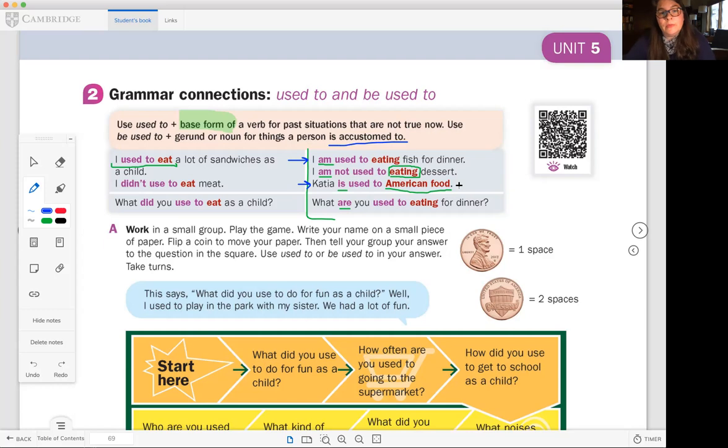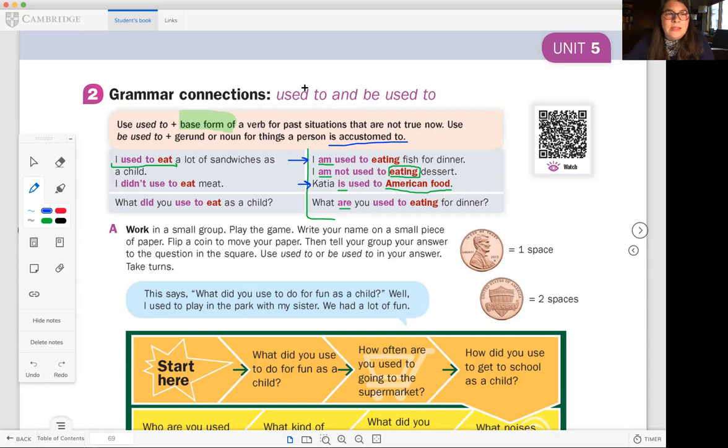There's a change. So I can ask you here, what are you used to eating for dinner? Which means, what are you accustomed to eating for dinner now? What do you normally eat? I can say, when I first moved to New Mexico, I was not used to eating enchiladas and pozole and tamales. But now I'm used to eating enchiladas for dinner. It feels normal now. Okay?